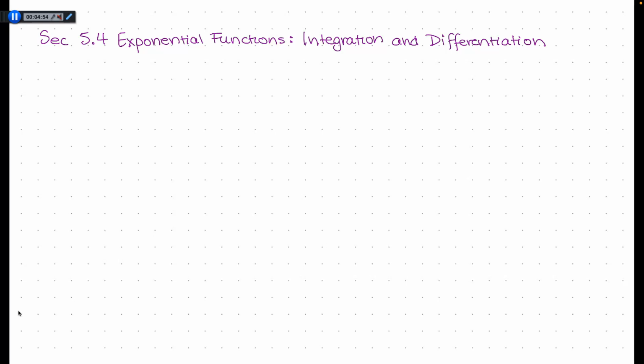So we're going to talk about exponential functions. And we're going to do probably the hardest formula that we're going to see all year. We'll get it out of the way, but today will probably be the hardest. We can do it, though.